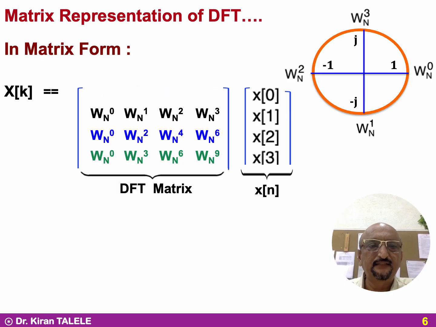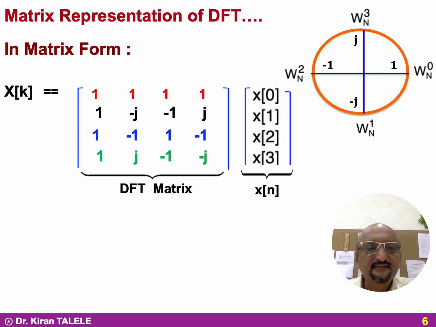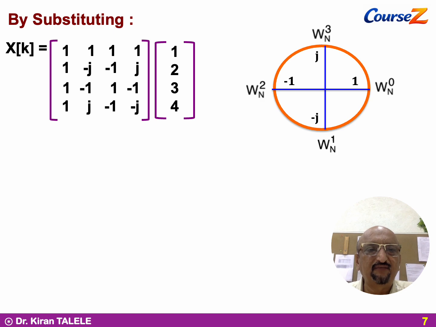First row is W_N to 0, so all values are 1. This is W_N to 0, W_N to 1, W_N to 2, W_N to 3. That means you have to go clockwise and write all the values: 1, minus j, minus 1, j. W to 0 is 1, W to 2 is minus 1, W to 4 is 1, and so on. Similarly, input is 1, 2, 3, 4.